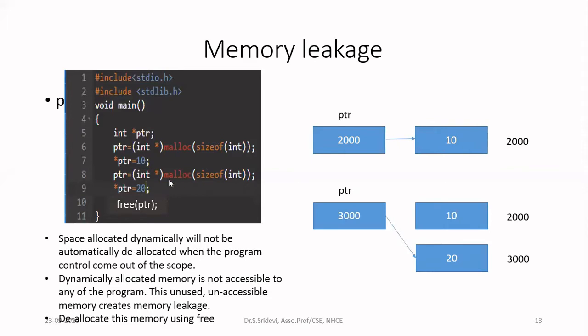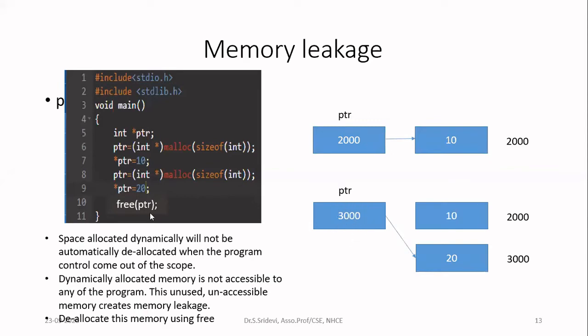So again I am calling the function malloc, and in this I am specifying sizeof int. What will happen when this statement is executed? The compiler will allocate memory for another integer. Here it is 3000 up to 3003. Then it will return this address, 3000, and you are storing that address in the pointer variable ptr. Previously in ptr you had 2000. Now in the pointer variable you have stored 3000.